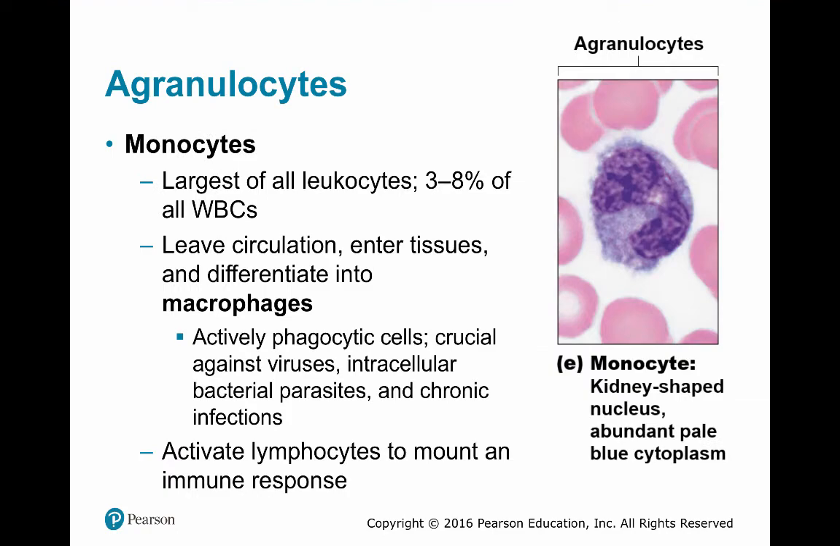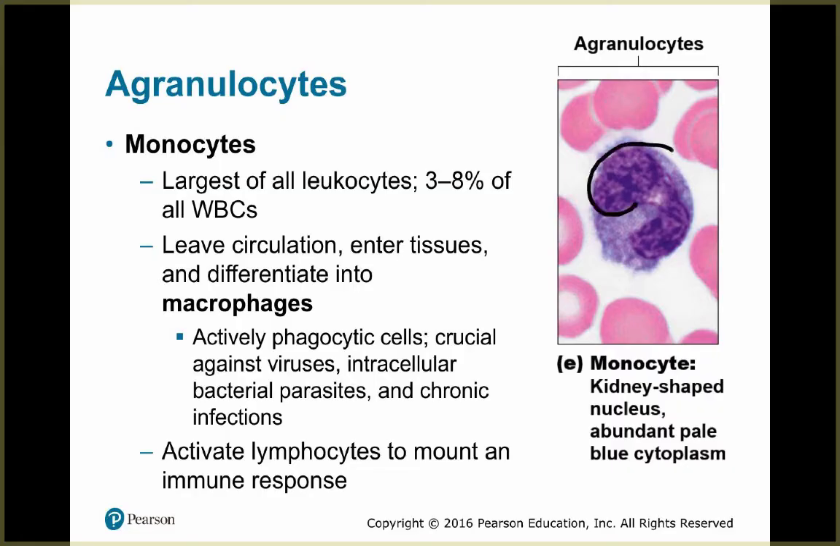And the monocytes that I started talking about a second ago, this is the big kidney shaped one. It's the largest of all leukocytes. It's about 3 to 8% of them. It can actually leave the circulation and enter tissue and differentiate into macrophages, and what that means is turn into them. And so they're very active phagocytic cells.